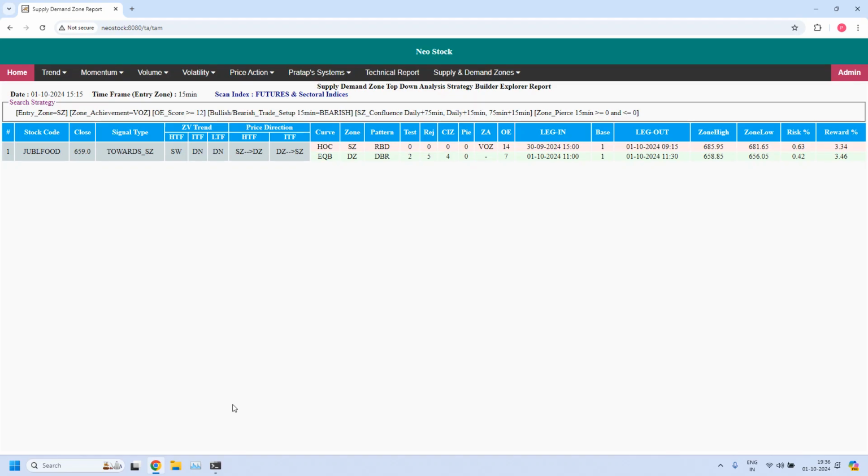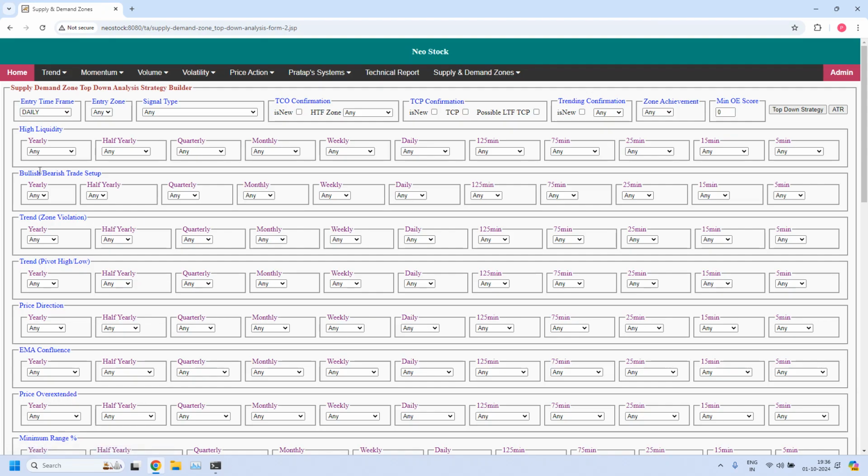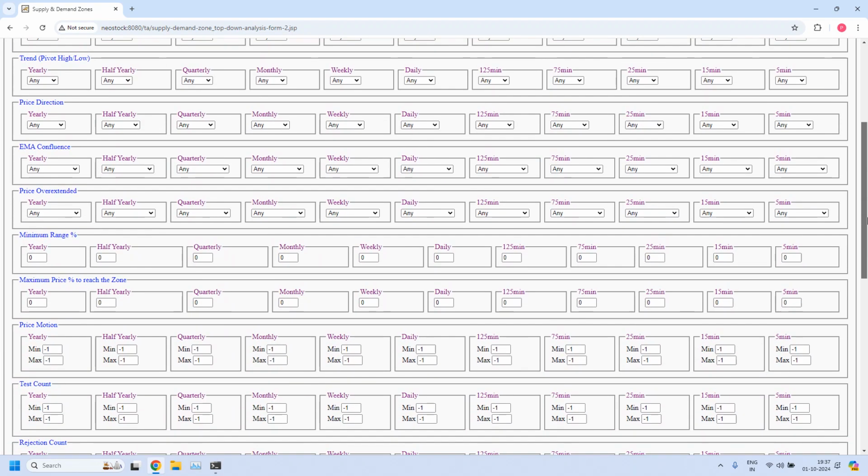Okay, next let us look for bullish trade setup for hourly income trade, that is entry time frame 5 minutes, and entry zone, demand zone for bullish trade setup. And also in bullish or bearish trade setup at 5 minutes time frame I am selecting bullish, and this 5 minutes demand zone should not be pierced.